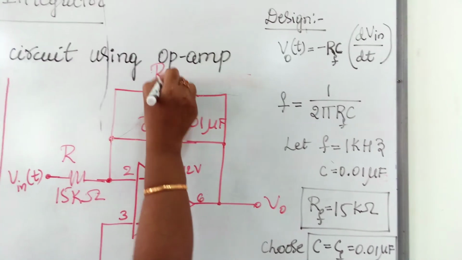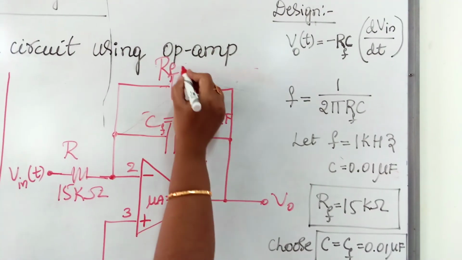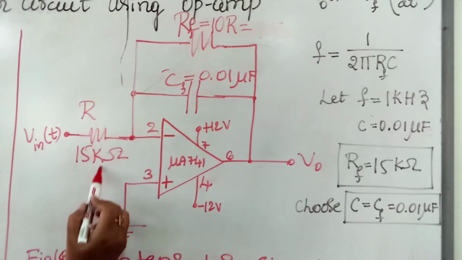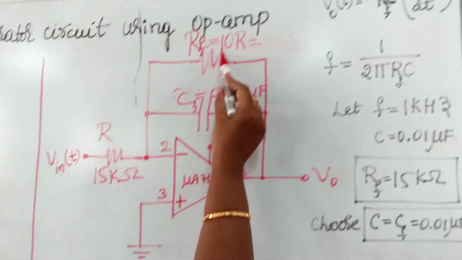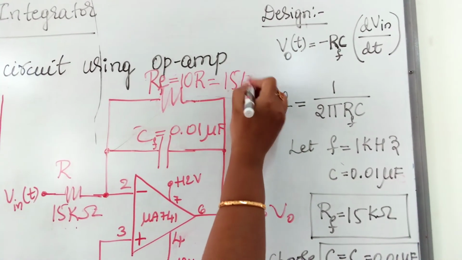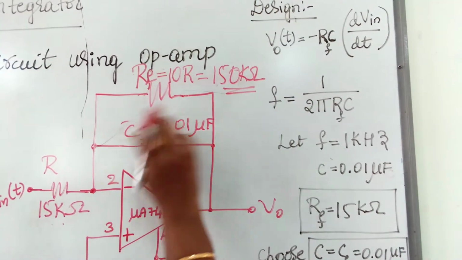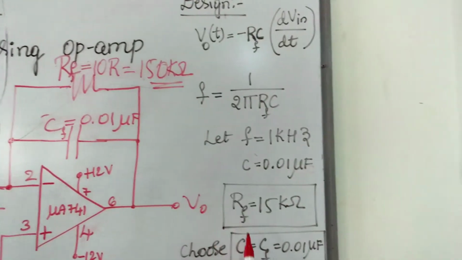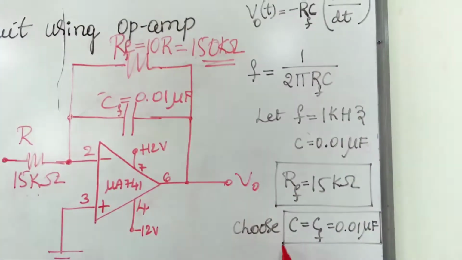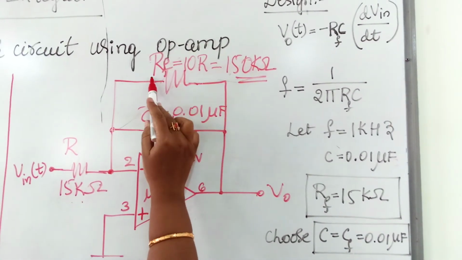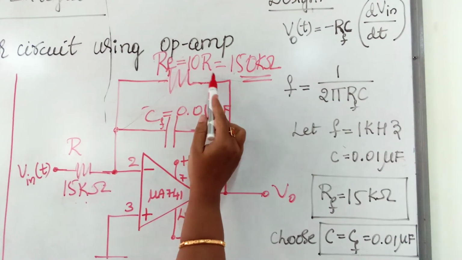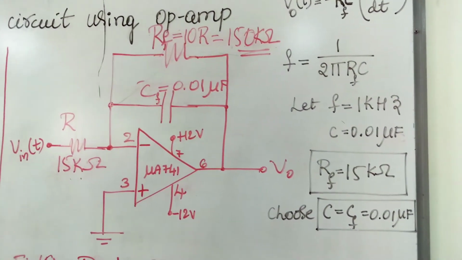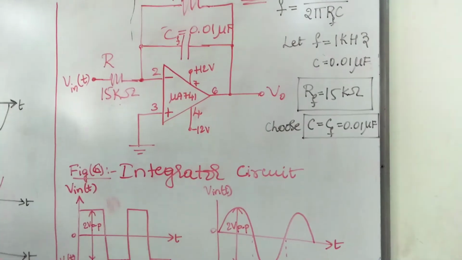The design is the same, but here we need to connect the resistance. Let us call this RF. The value of this resistance is 10 times the R. Here we have the value of R as 15 kilo ohm, so 15 kilo ohm into 10, we get 150 kilo ohm. So this is the value of RF. In this way, the design for RF, R and C is the same, with RF equal to 10 times R. So this is the design of the integrator circuit.